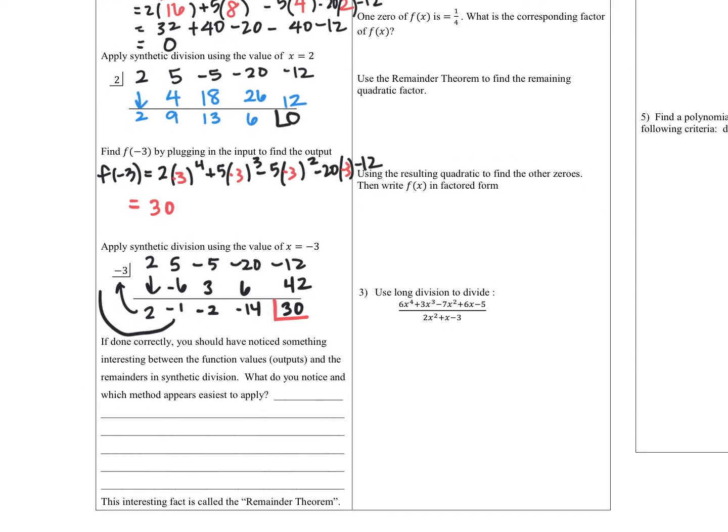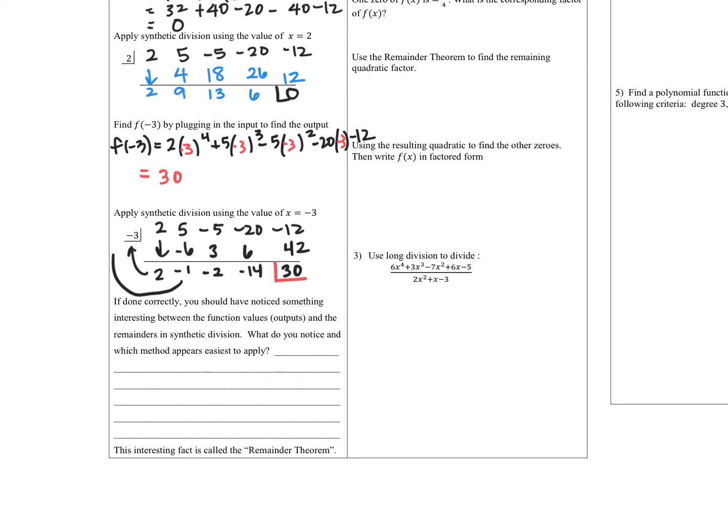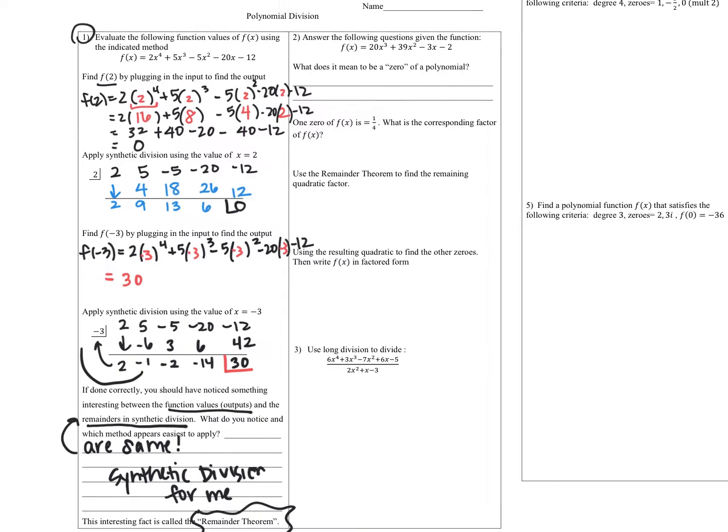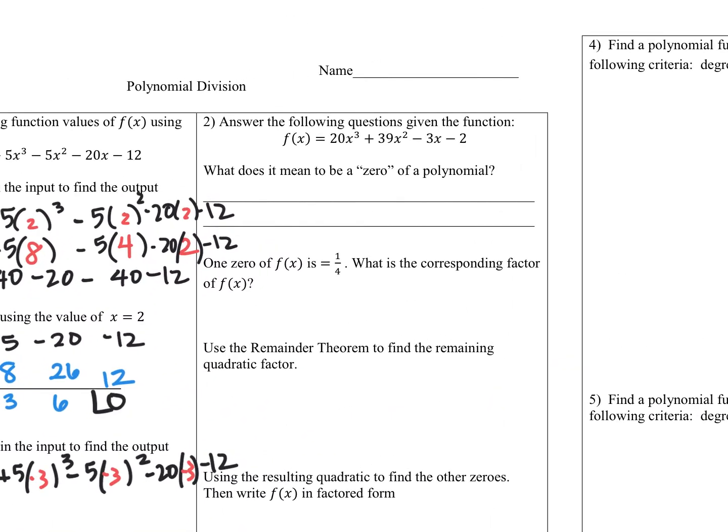So if it's done correctly, we should be noticing that the function values, or the outputs, and the remainders in synthetic division are the same. And for me, synthetic division is easier. Don't have to worry about exponents. And this is really that remainder theorem that we talked about within our notes. All right, so now next question.